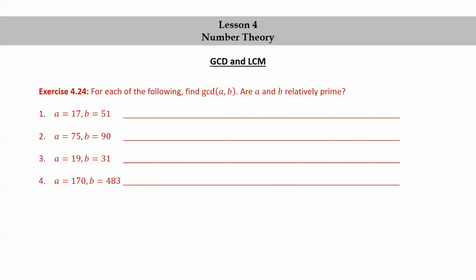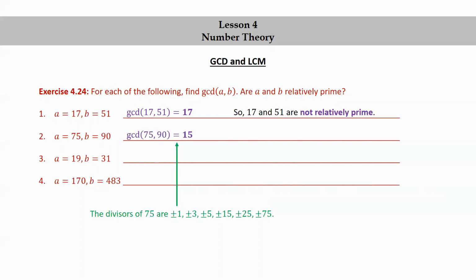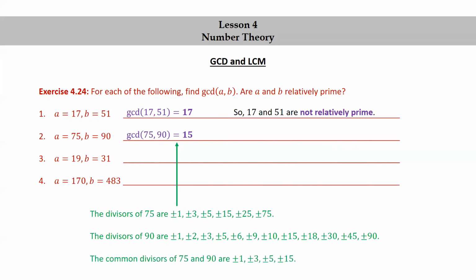First one, A equals 17, B equals 51. Okay, the GCD of 17 and 51 is 17, because 17 is a divisor of 51. So 17 and 51 are not relatively prime. The GCD of 75 and 90 is 15. Right? The divisors of 75 are ±1, ±3, ±5, ±15, ±25, and ±75. The divisors of 90 are ±1, 2, 3, 5, 6, 9, 10, 15, 18, 30, 45, and 90. So the common divisors of 75 and 90 are ±1, 3, 5, and 15, showing that the GCD is 15, greatest common divisor, 15. So 75 and 90 are not relatively prime.